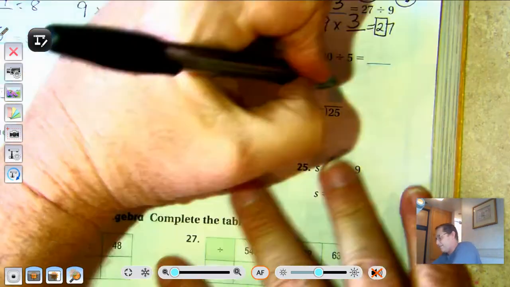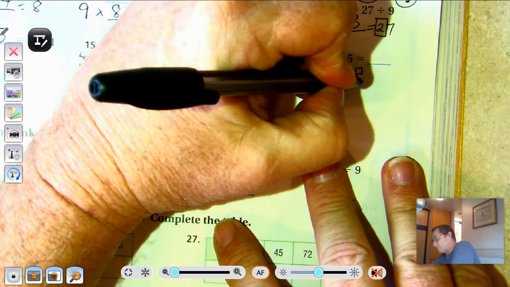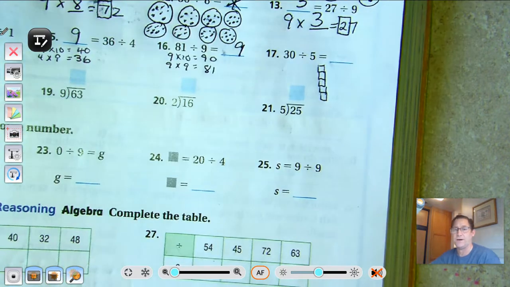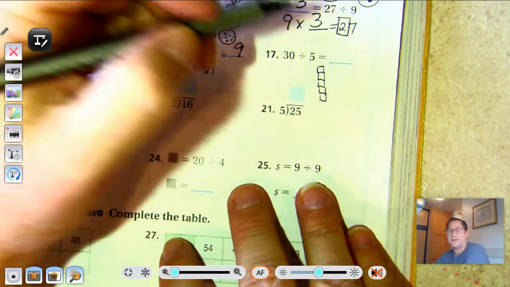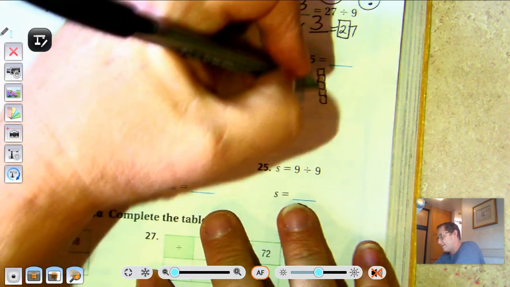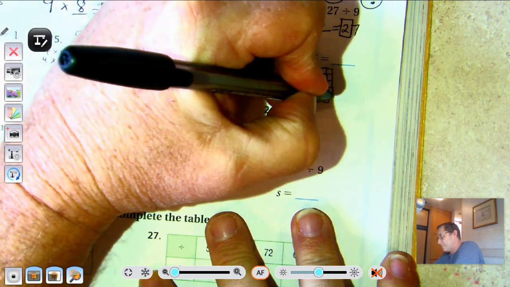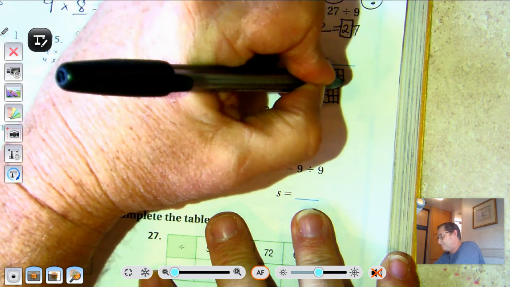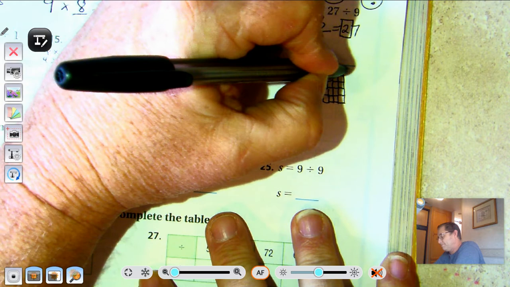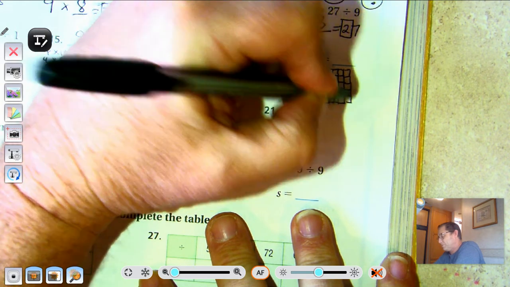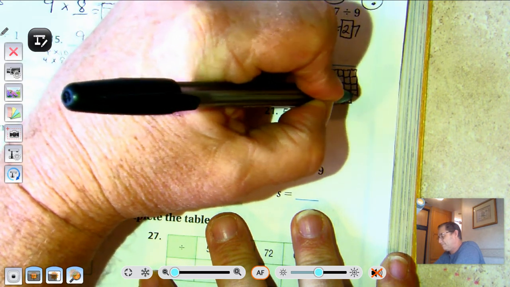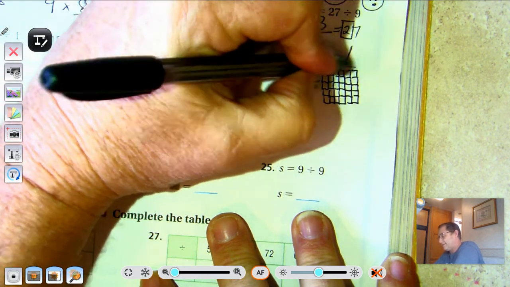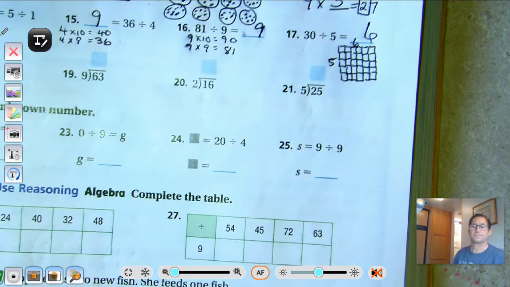30 divided by 5. Well, it's real simple to just count by 5s. So we can also just make an array, though. So we're going to make a row of 5 and keep adding to it until we've used all 30. 10, 15, 20, 25, 30. 5 rows of 6.